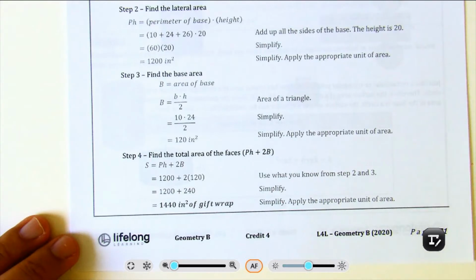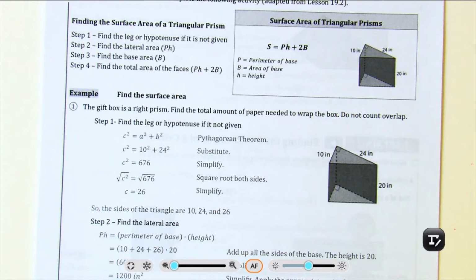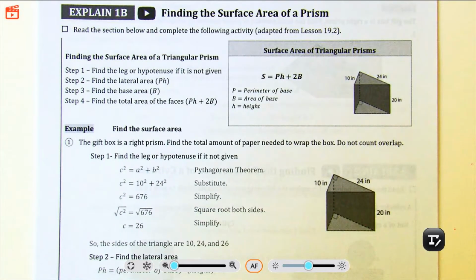Okay, next we're going to talk about how to find the surface area of a triangular prism, which is similar to finding the surface area of a regular prism, but the only difference is the bases that we are using are the triangles. So keep that in mind. There are 4 steps. Find the leg or hypotenuse if it's not given. Find the lateral area, so find the perimeter times the height. Find the base, and then find the total surface area.